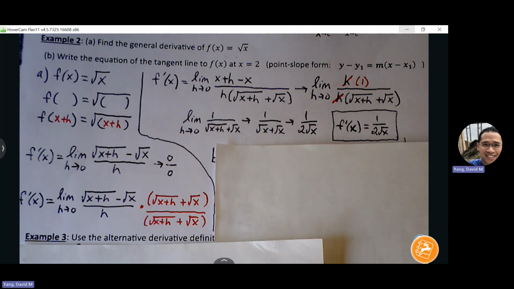Okay, so then we have the necessary formulas to answer part B. Part B says write the equation of the tangent line of the function at x equals 2. We have our function, which will take us to the y value. We have a derivative, which will take us to the slope, and one slope form.